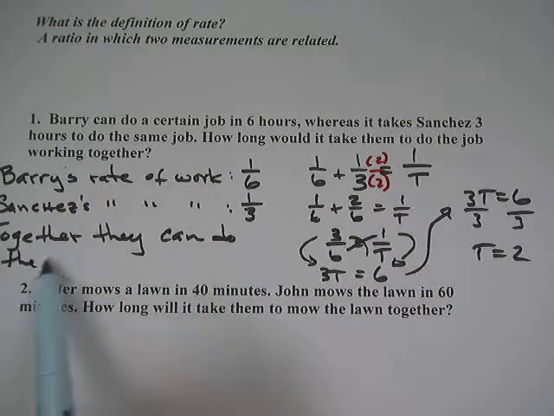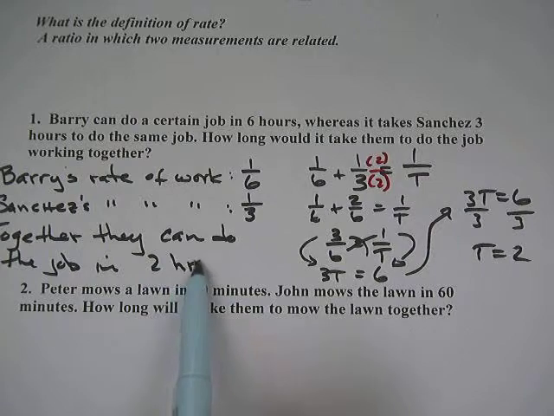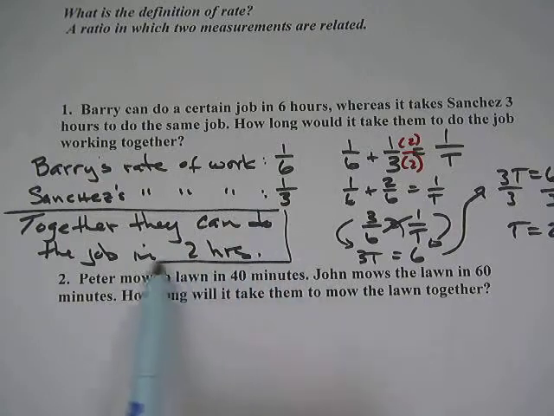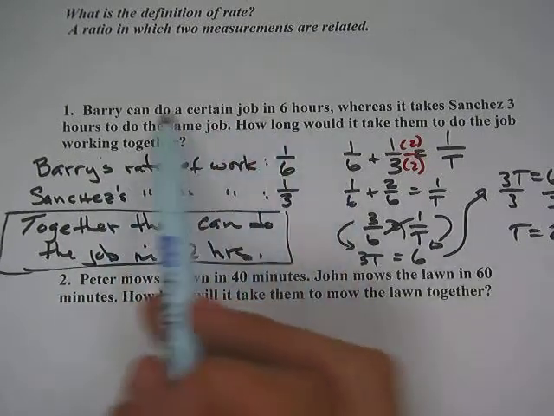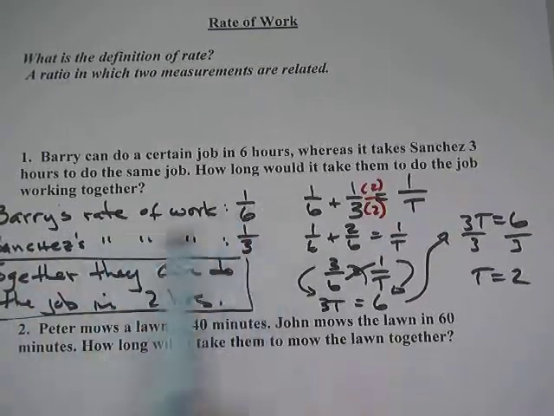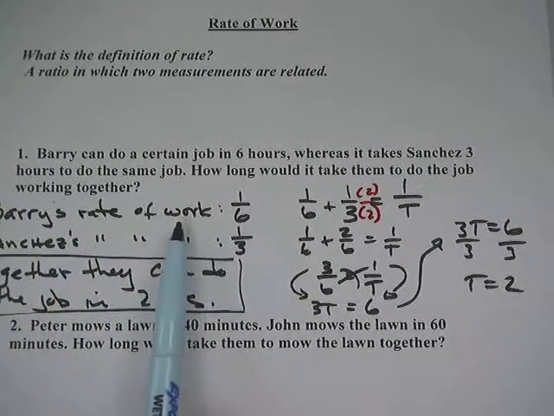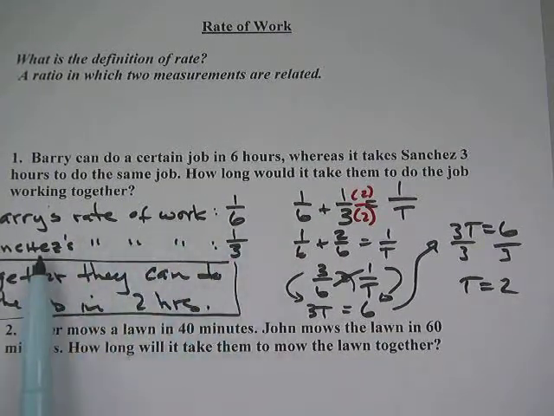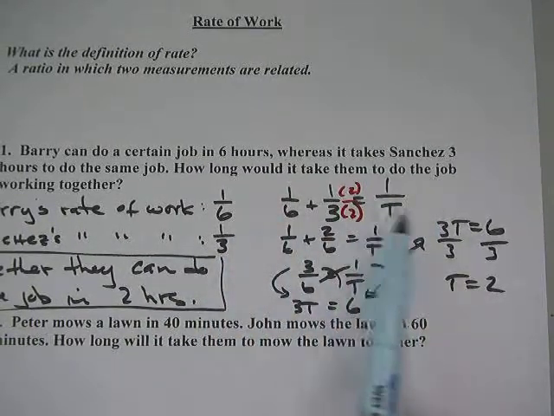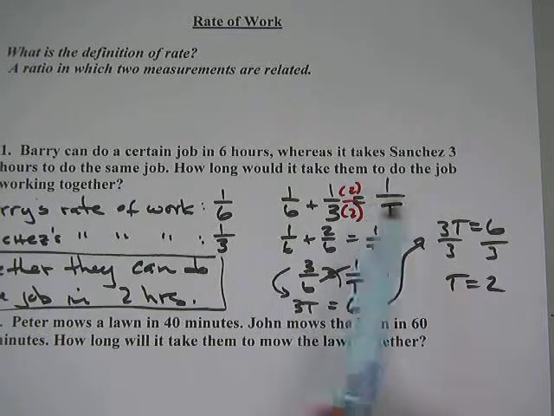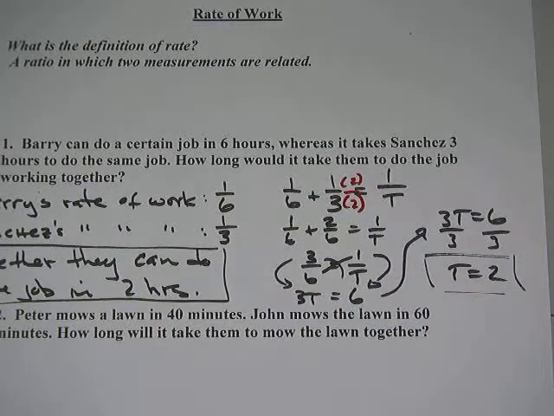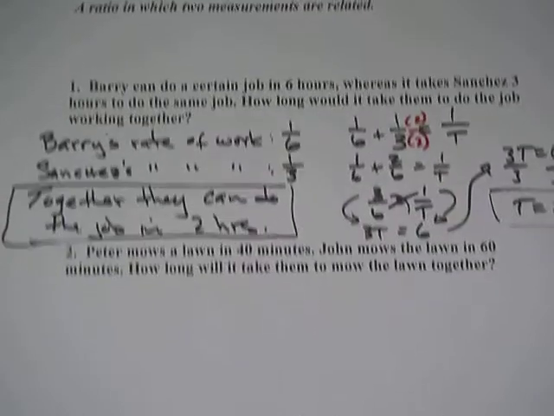Together they can do the job in 2 hours. That's exactly it. So again, it's just going through and comparing these jobs in something that's similar. For instance, talking about Barry's rate of work in terms of how much he can get done in an hour. How much can Sanchez get done in an hour? Adding them together will tell you how much of the job you can get done in an hour, and solving that will tell you how long it would take to do the entire job.